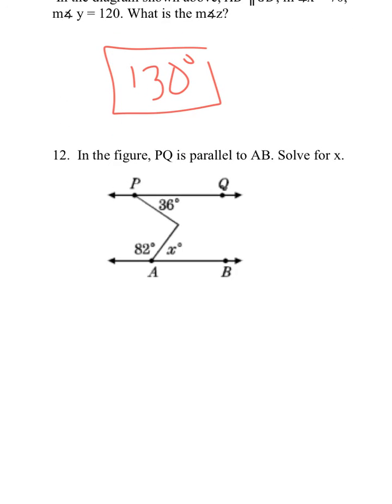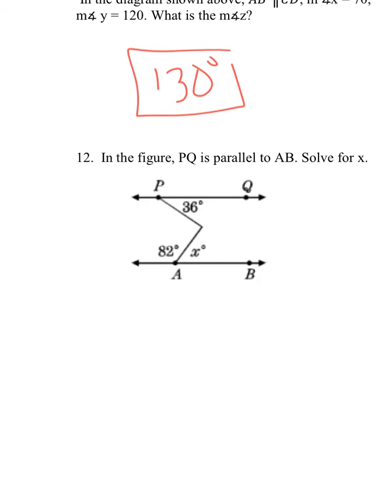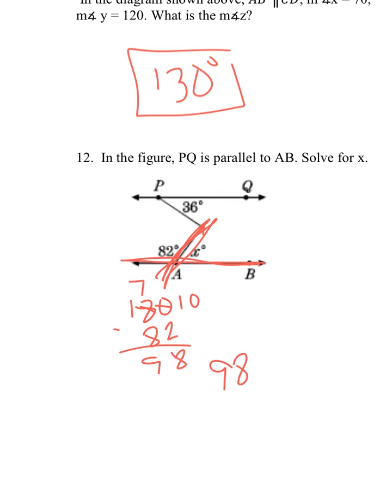In the figure below, AB is parallel to PQ. Solve for X. Kind of a similar deal here. Actually, no, it's not. I just take that back. It's much simpler than that. It's kind of a trick question. This is a linear pair. Doesn't matter if it keeps going or not. 180 minus 82. 98. Okay.